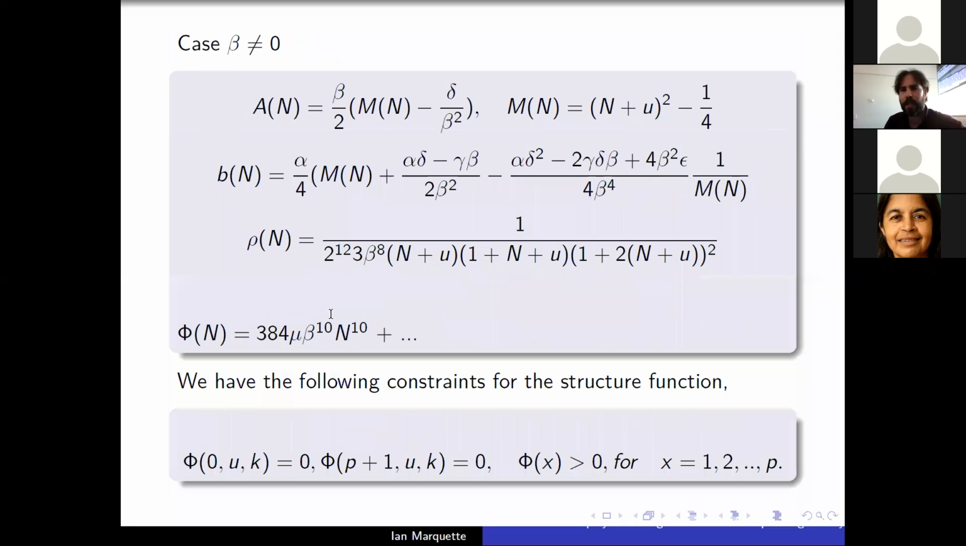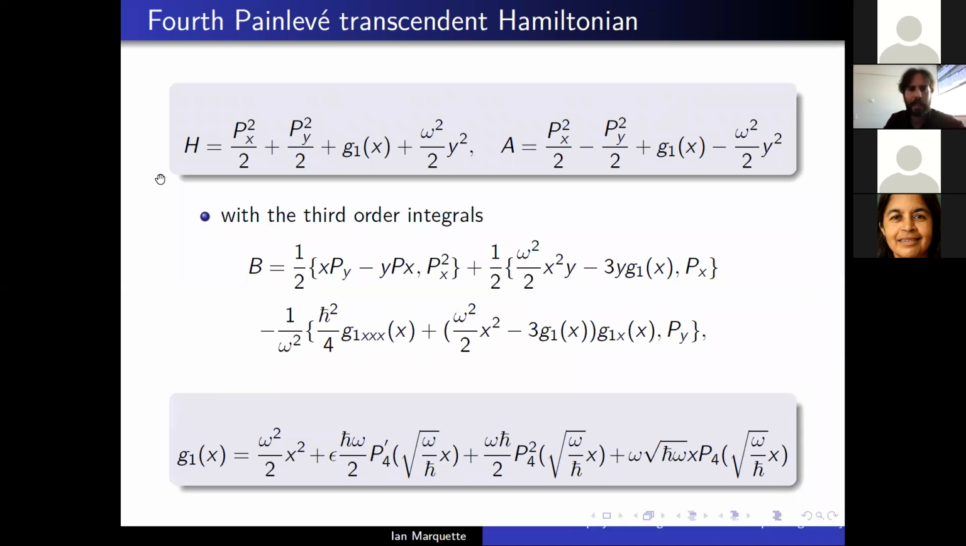So this expression in practice can be quite involved, but still, once you get this expression, you can manage to solve algebraically and get the spectrum by imposing the constraint on the structure function. I will illustrate with one example. So again, this example involves the fourth Painlevé transcendent.